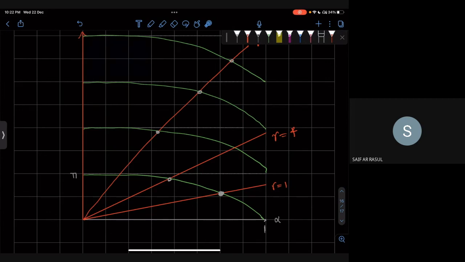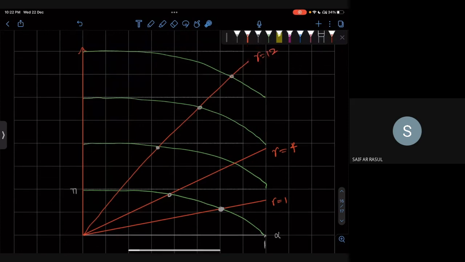Okay, so as you increase the depth of the potential well, you're going to have more and more solutions. So for example, when gamma is 4, you're going to have 2 solutions. When gamma is 12, you're going to have 1, 2, 3, 4. Okay.